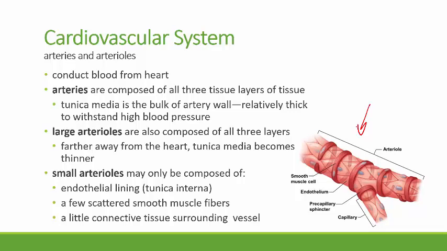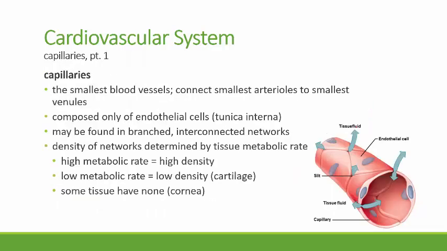So as we get to the smallest blood vessels, we're losing tunica externa and tunica media. By the time we get to capillaries, which are the smallest of the blood vessels in the body, they are composed only of tunica interna. So now we've lost all of the material that helps to prevent the movement of any materials out of the blood vessel. They're found in these branched, interconnected networks.